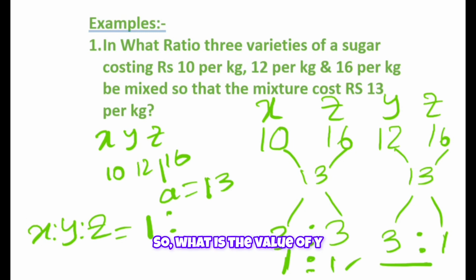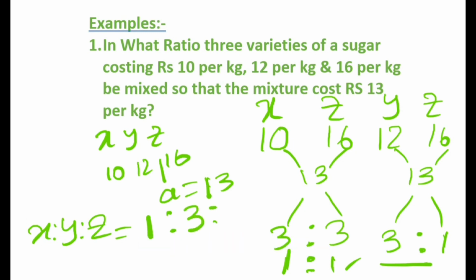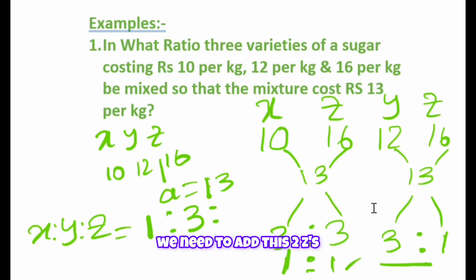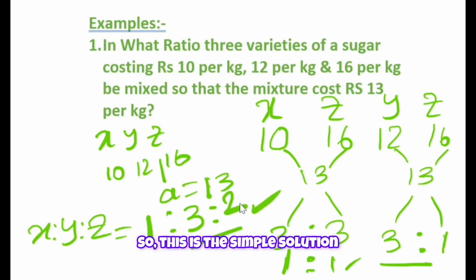So what is the value of Y? Y is 3. So we will be writing here 3. Okay, so Z value. We have two Z's. Okay, so remember this carefully. In these two allegations, there are two Z's. We need to add these two Z's. So here Z value is 1, here Z value is 1. So 1 plus 1 is going to be 2. Okay, 2. So this is the simple solution.